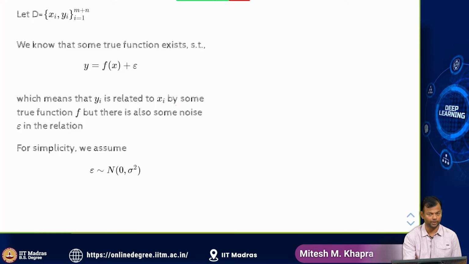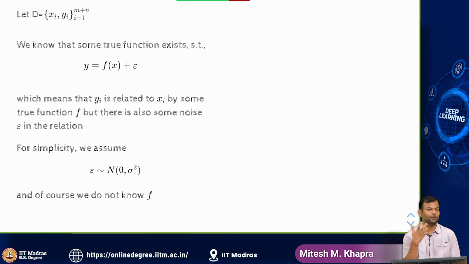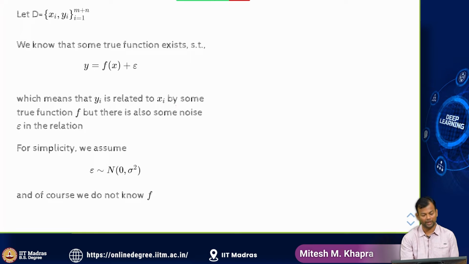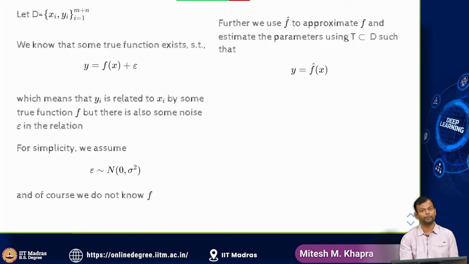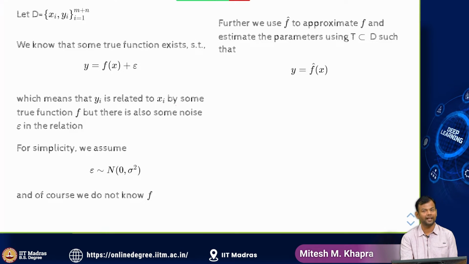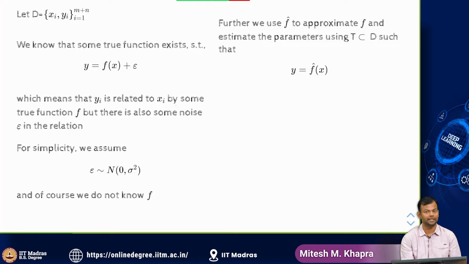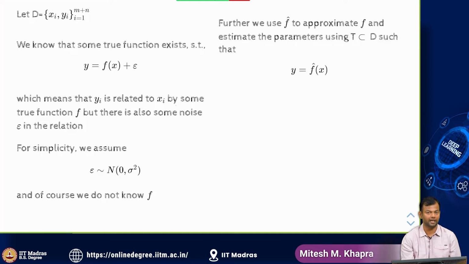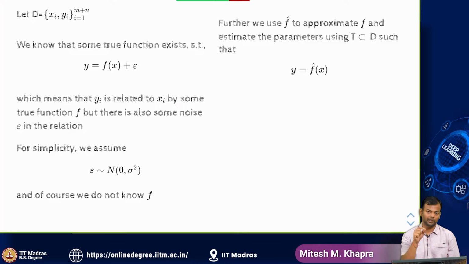So that's what we are going to assume, and of course we do not know f. If we knew f, then there's nothing to do, but we don't know f. So what we do is we approximate f using f hat, and then we estimate the parameters of f hat using the training data, which is going to be a subset of this capital D. So I'm going to refer to the training data as T, and it's going to be a subset of the D which I have defined earlier, and y is going to be f hat of x now. So that's the approximation that we have made.